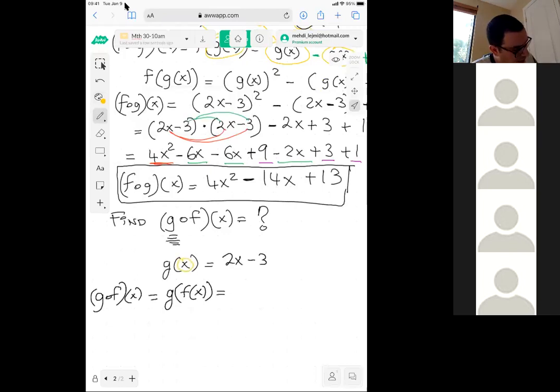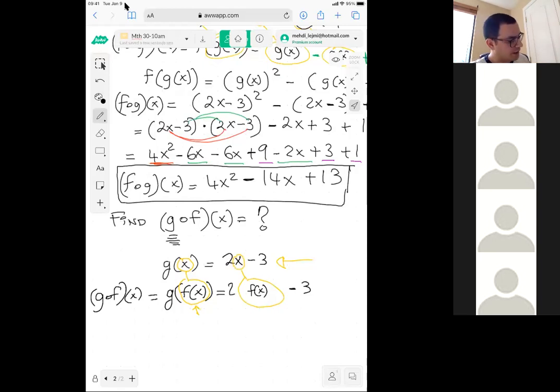So the idea is to replace each of the x's by f of x. You see, so this x here becomes f of x, right? So here in g, I only have one x, this one here. So all I have to do is to replace this x by my f of x. So we're gonna have 2, and then inside this yellow circle, we're gonna have f of x, right? So it's minus 3. Does it make sense to you guys? So g composed with f, you take g first, and then you replace your x by f of x. Whenever you have x, you replace it by f of x.